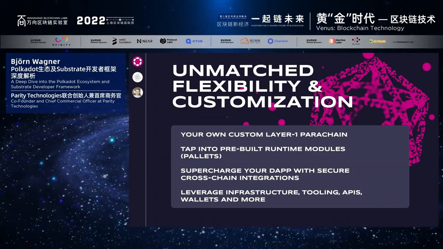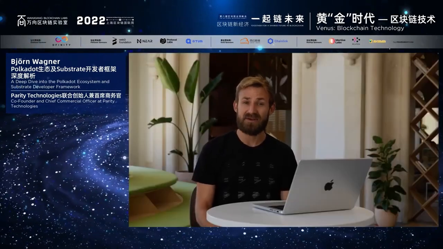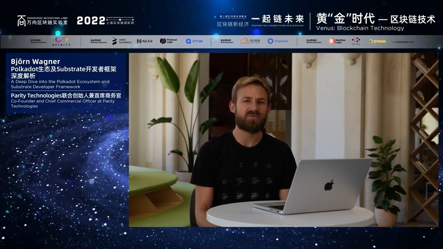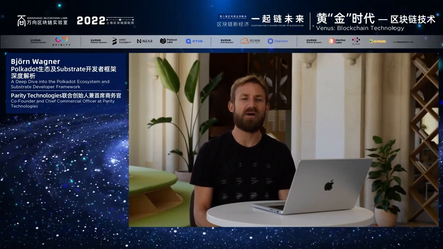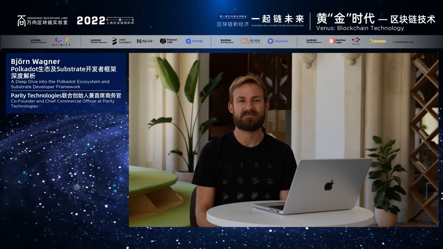Now, when you build on the majority of blockchain networks today, you're locked into the design decisions of the underlying blockchain, which really limits your potential. Polkadot instead enables purpose-built blockchains and opens up the design space for builders.